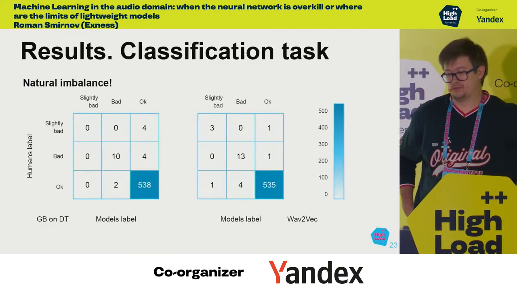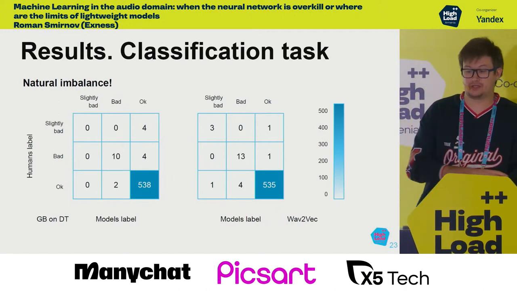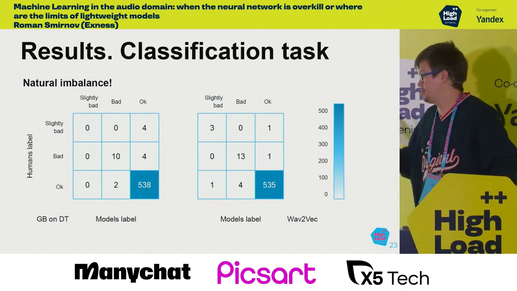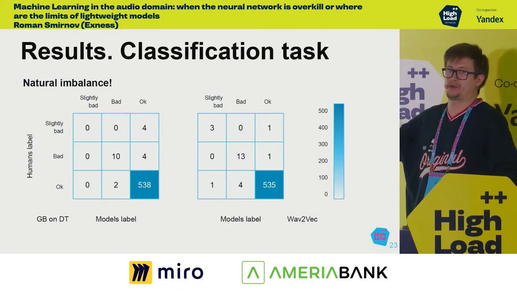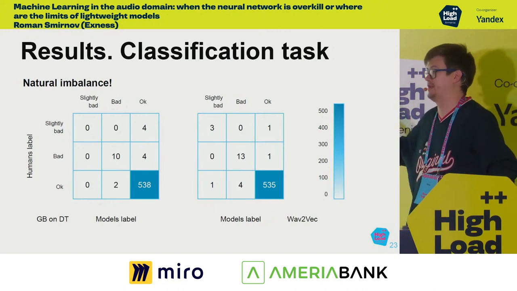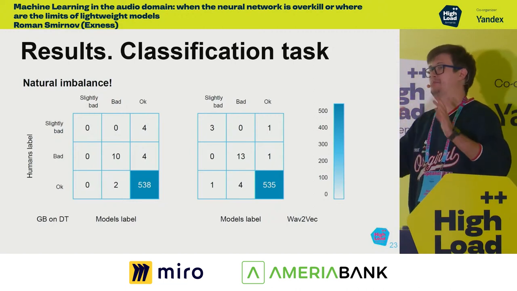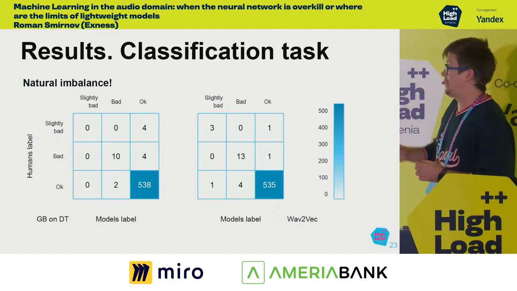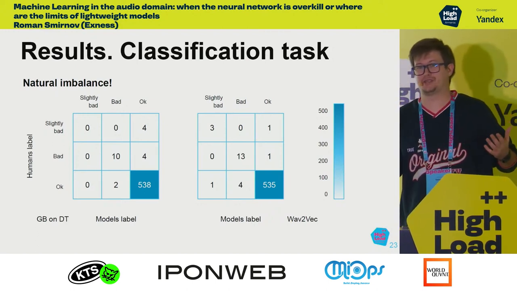That's the first model, our classification task. Here is the confusion matrix. Just a few words about the confusion matrix. In this classification task, again, we have a slightly bad audio class, bad and okay, like good connection, bad connection, and slightly bad connection. And we did a natural imbalance here, since our data is from the wild, real-life.